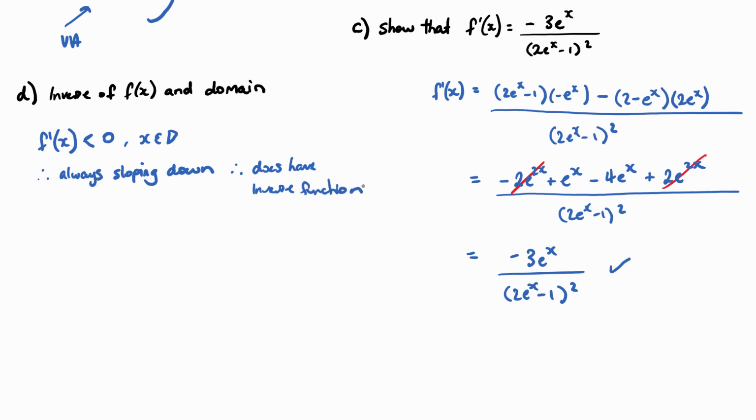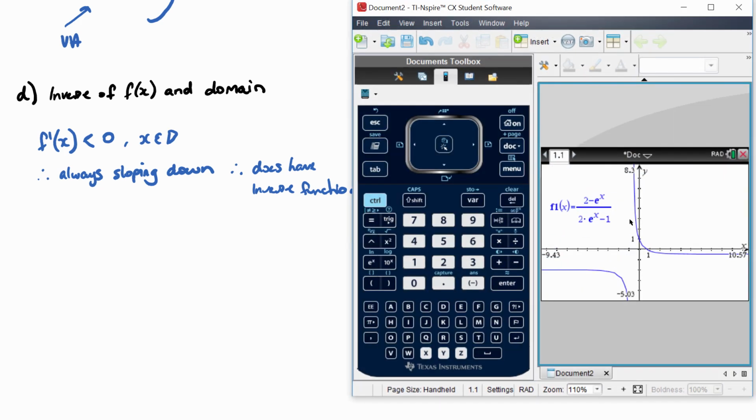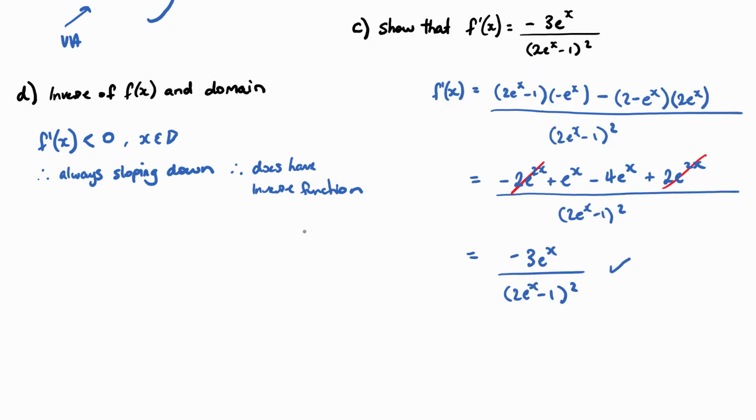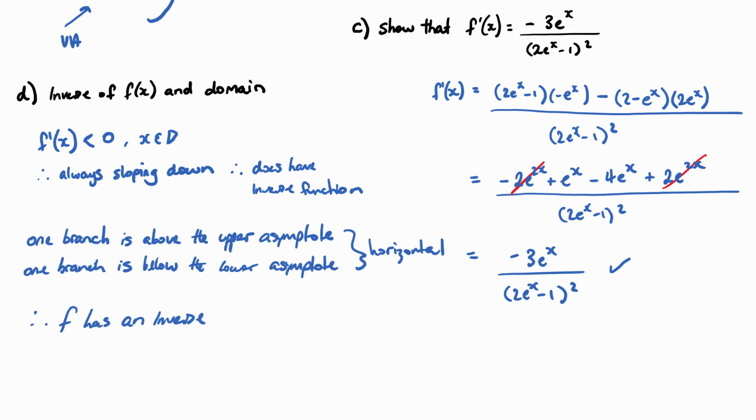Now also we know that from our graph, one section of this is always above y equals negative a half and one section's below y equals negative 2. So that's our range for our original function. So we can just have a little sentence here. I'll put a sentence here and I'll pause it. Okay, so I put one branch is above the upper asymptote, these are the horizontal, and one branch is below. So with the first bit of knowledge and the second bit of knowledge, we know therefore f has an inverse.